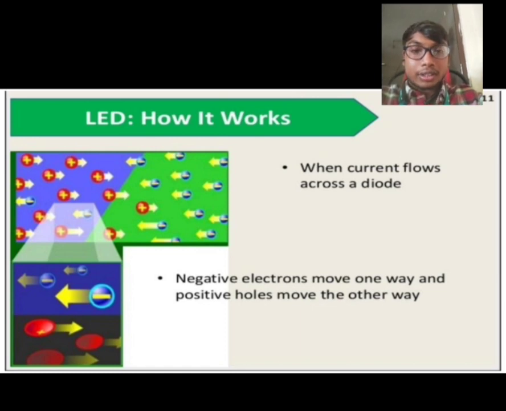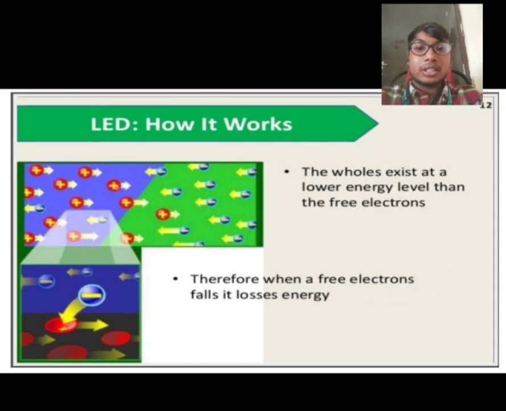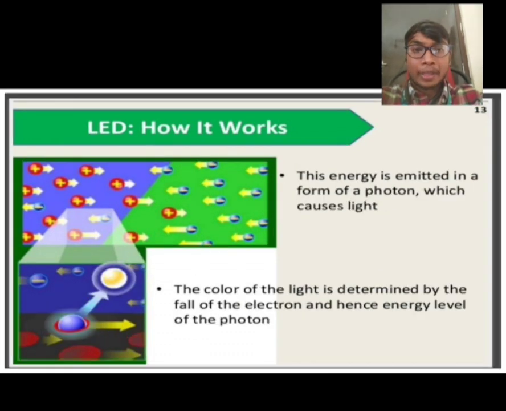LED, how it works. When current flows across a diode, negative electrons move one way and positive holes move the other way. The holes exist at a lower energy level than the free electrons. Therefore, when a free electron falls, it loses energy. This energy is emitted in the form of a photon which causes light. The color of the light is determined by the fall of the electron and hence the energy level of the photon.